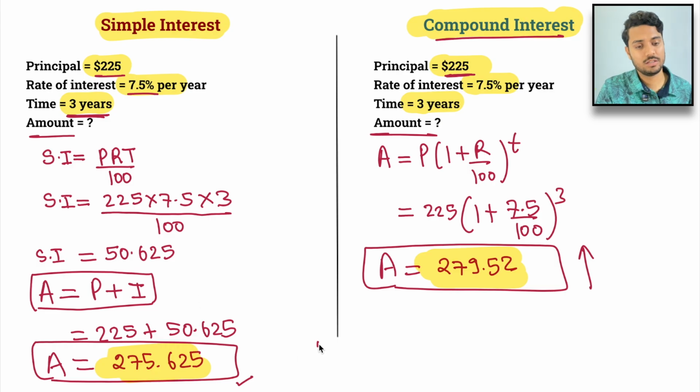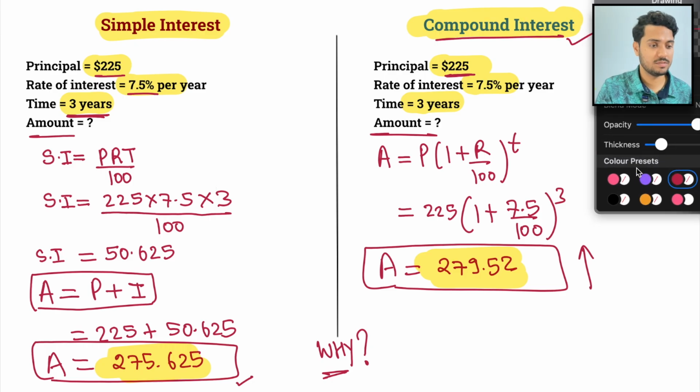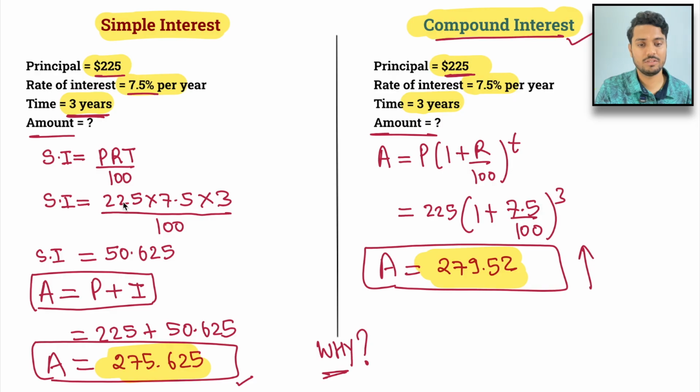Now the big question here is, why is this happening? If we are investing the same money at the same rate of interest for the same time period, why are we getting more money at the end of 3 years at compound interest as compared to simple interest? Because in the simple interest case, the principal amount that we are investing, 225, is exactly the same for the remaining 3 years at 7.5% rate of interest.